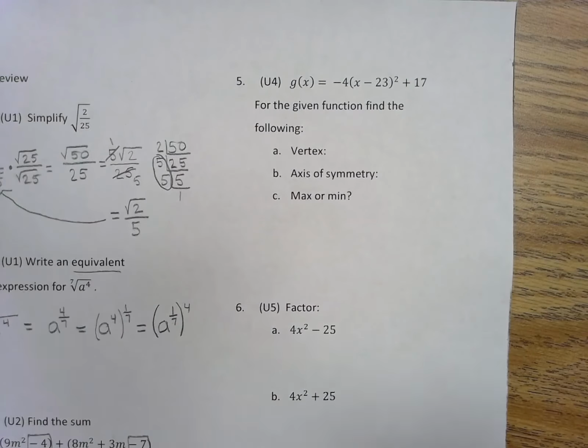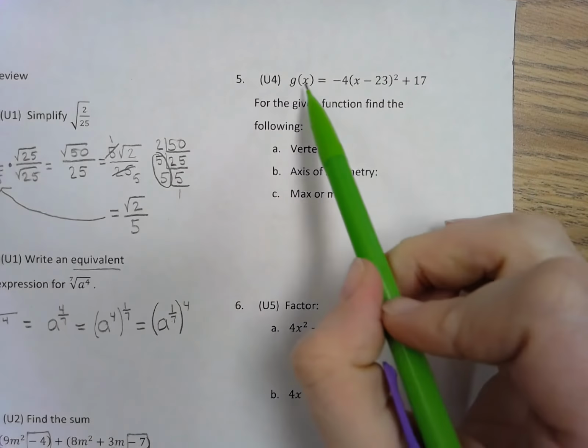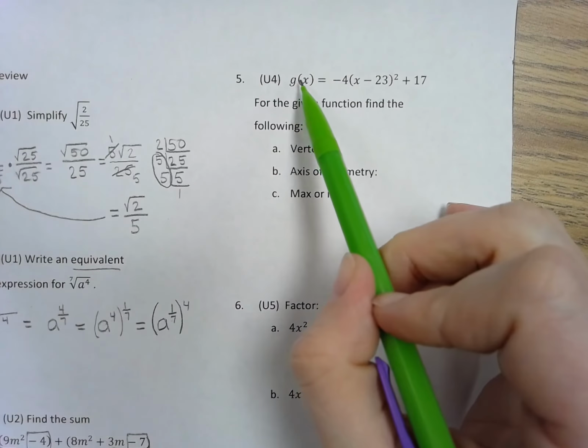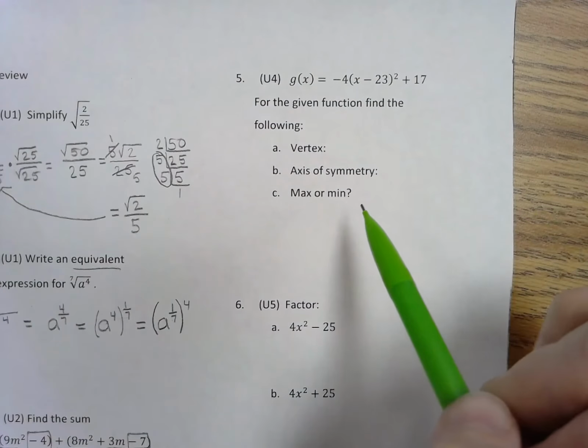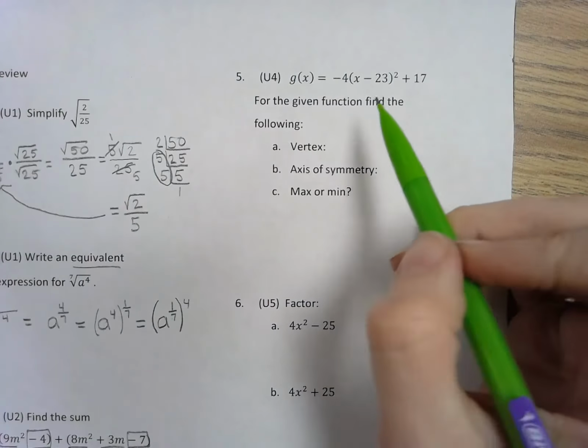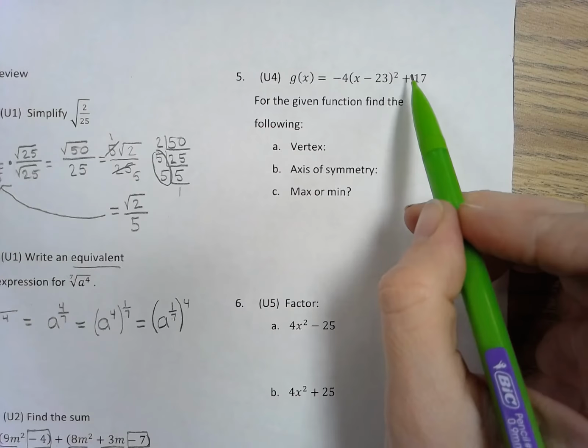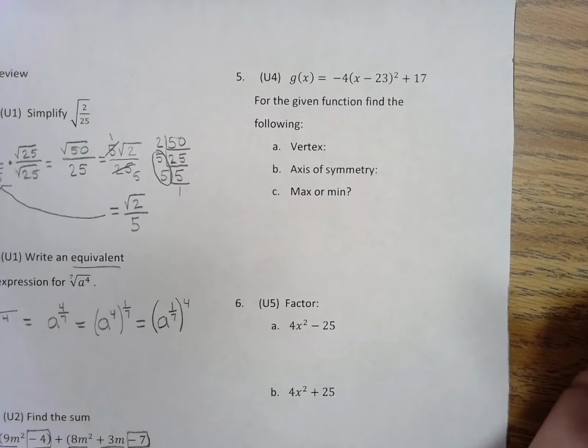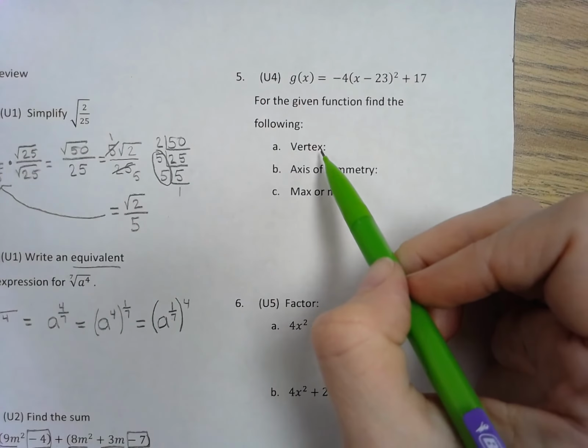Question number 5. This comes from Unit 4 when we did graphing. We have this function. It's named g of x. It could really be named anything, f of x, h of x. So this is just the name of the function. This function is in vertex form. So because it's in vertex form, we're able to name the vertex.